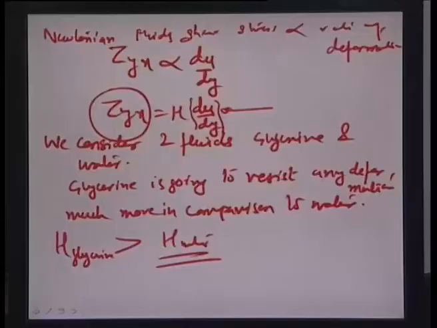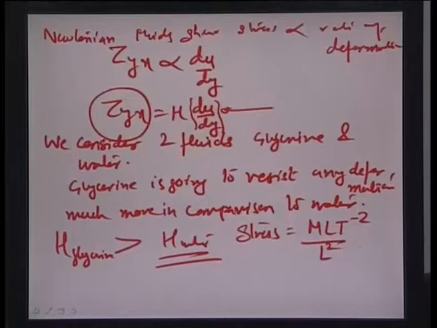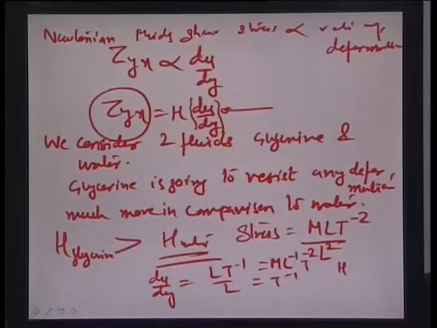So dimensionally, if you investigate what viscosity is, you know that stress essentially is force per unit area. So we can represent that as mLt^-2 over L^2, right? So that is mL^-1 T^-2. And du by dy here has Lt^-1 by L, which has dimensions of T^-1. And so therefore, mu would have units mL^-1 T^-2 by T^-1, or mL^-1 T^-1. So therefore, the units of viscosity is kg per meter second, okay? That's what viscosity is defined as.